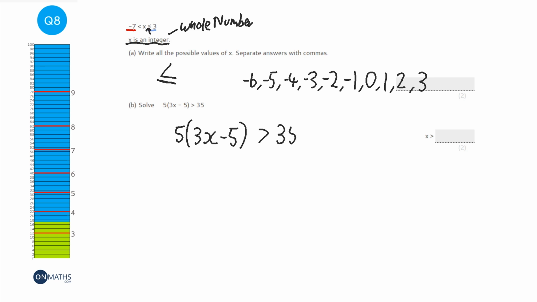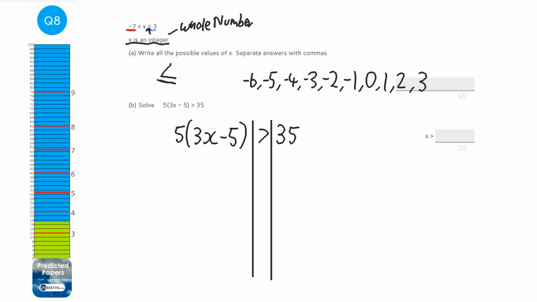Right, the next one I'm just going to write out a little bit bigger. Now the way we do this question is the same way as solving just a normal equation with an equals, but don't ever put an equals. There was an exam a few years ago that if you wrote an equals in it, they would give you 0 marks.